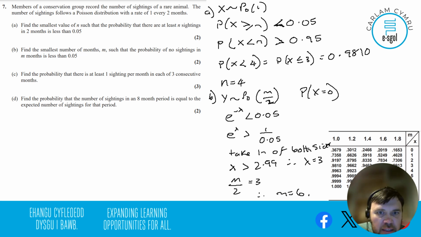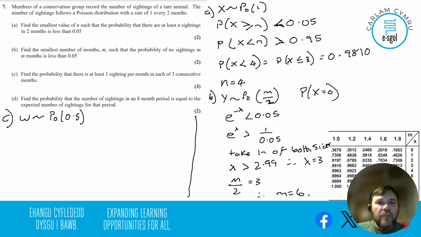For part C then, find the probability that there is at least 1 sighting per month in each of 3 consecutive months. So here we're going to have W belongs to the Poisson of 0.5, because here we're looking at 1 sighting per month, and here it was 1 every 2 months, so it's 0.5 per month. Got to be careful with that. How many do we want? At least 1 sighting per month.